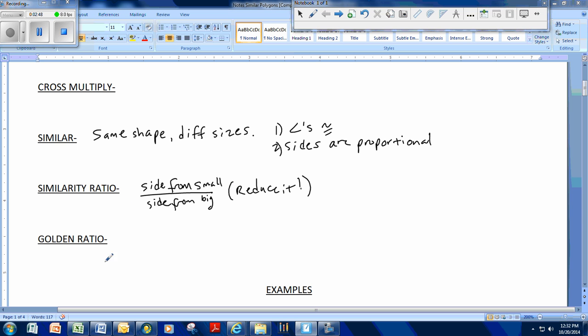Last, we have something called the golden ratio. The golden ratio is a very commonly used ratio for building such things as tables and windows and stuff like that, and it's always 1 over 1.618. Okay, the 1 represents the width, and the larger number, 1.618, represents the length.